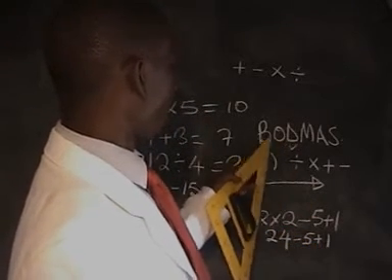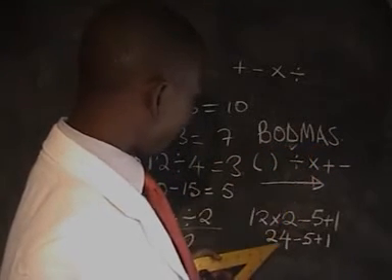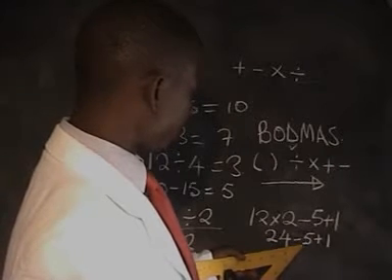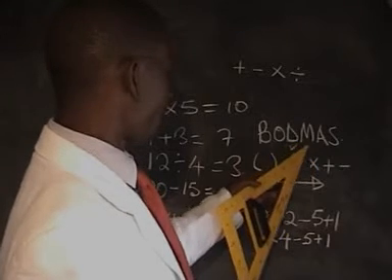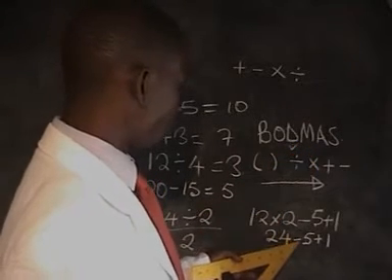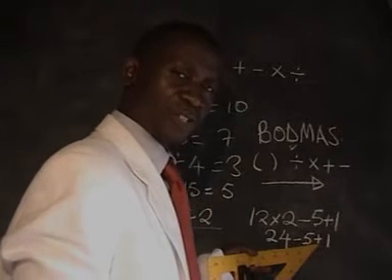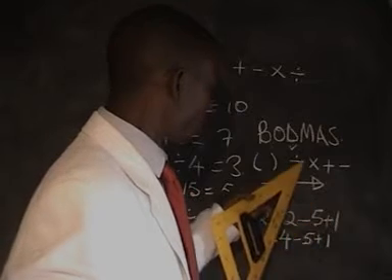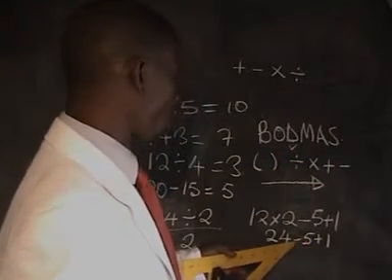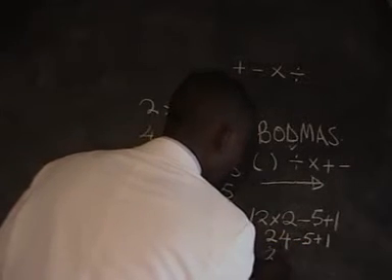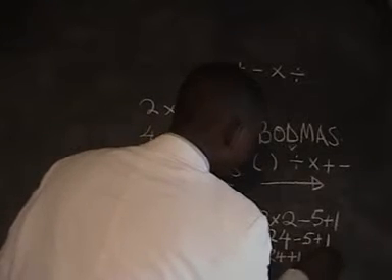According to BODMAS, brackets, division, multiplication, addition and subtraction, you have to add first. Even if this 5 is immediately after 24, you should not subtract. You have to add first. I'm sure that is understood, because addition comes first when it comes to considering subtraction and addition, according to the sequence BODMAS. So you have to add first. So what you have to do is say 24, then you add plus 1. Thereafter minus 5.